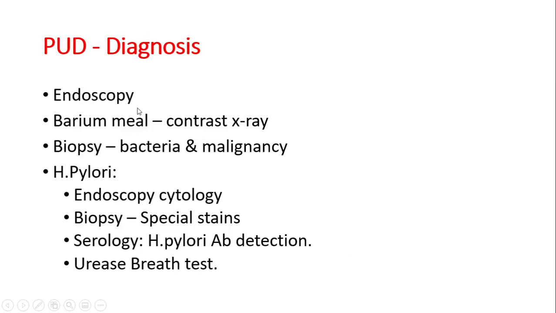The most diagnostic tool is endoscopy or OGD. In a barium meal, contrast is ingested by the patient with X-ray, and biopsy is more diagnostic for detection of H. pylori bacteria, the causative agent of chronic gastritis and peptic ulcer disease, and also to detect any features of pre-malignancy and malignancy, that is dysplasia and carcinoma.